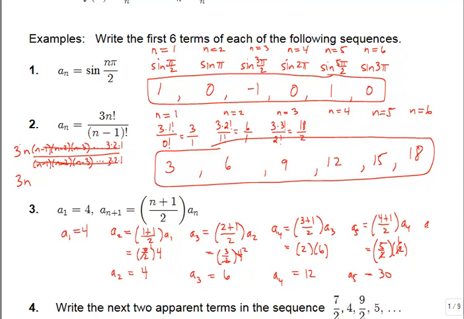And finally, a sub 6 will let n be 5. So this is 5 plus 1 over 2 times a sub 5. So that's 6 halves, or 3, times a sub 5, which was 30, and 3 times 30 is going to be 90. So there's my a sub 6. So there's my first 6 terms.